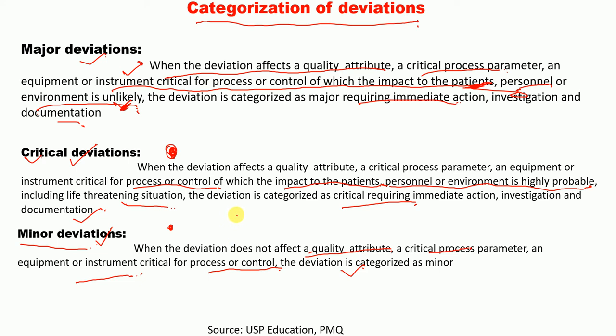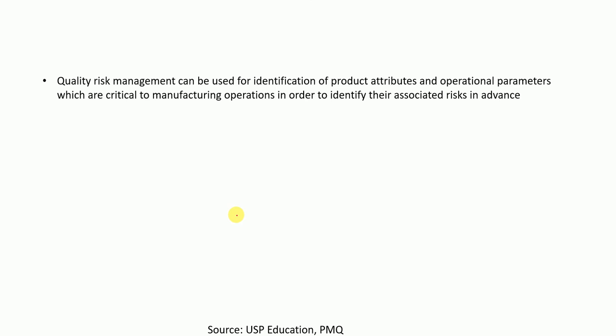So this is minor deviation. So then quality risk management, guys. Now that I have talked about the categories of deviations, quality risk management can be used for identification of product attributes and operational parameters which are critical to the manufacturing operations in order to identify their associated risks in advance. So that's why we have to apply the quality risk management.